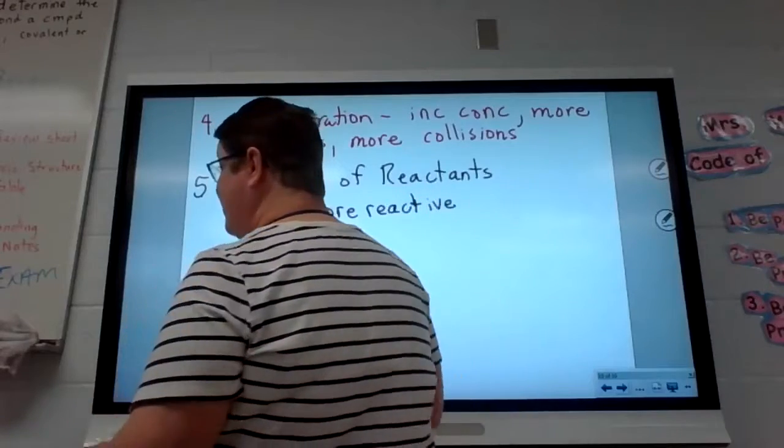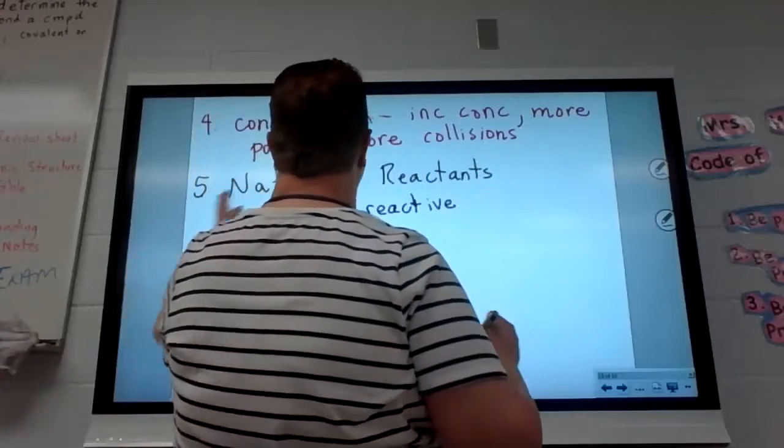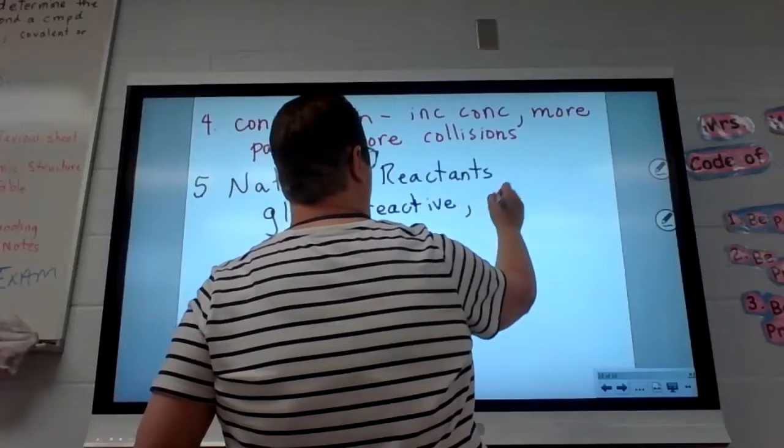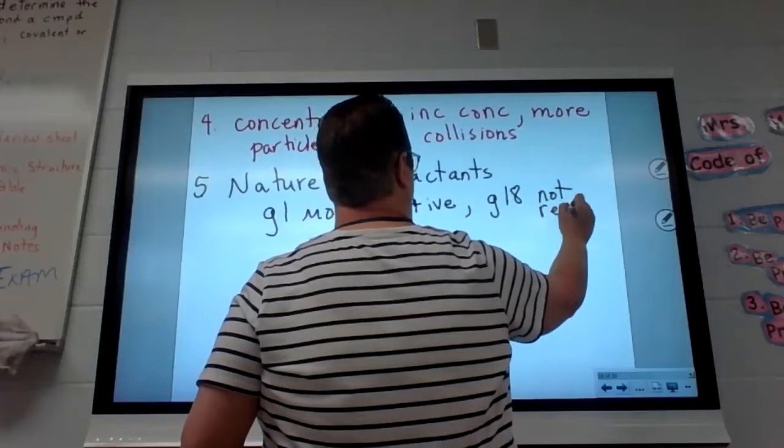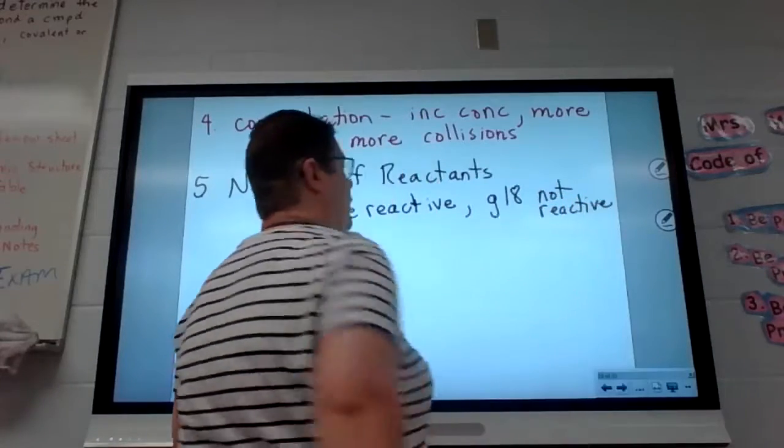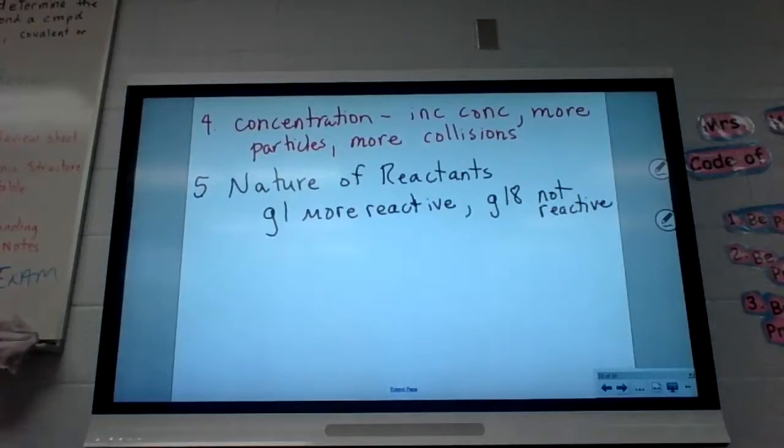You both said group 7 or group 18. All right, group 1 is more reactive than group 18 because group 18 is not reactive. Group 18 doesn't react at all.